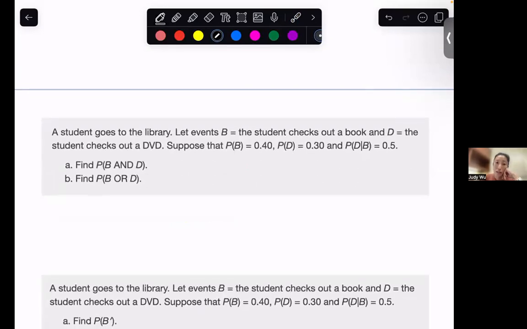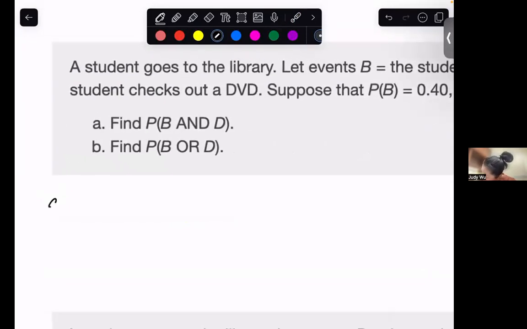A student goes to the library. Let event B be the student checks out a book, and D, the student checks out a DVD. Suppose that, like before, the probability of B is 0.4, the probability of D is 0.3, and the probability of D given B is 0.5. So let's take a look at this first, part A.